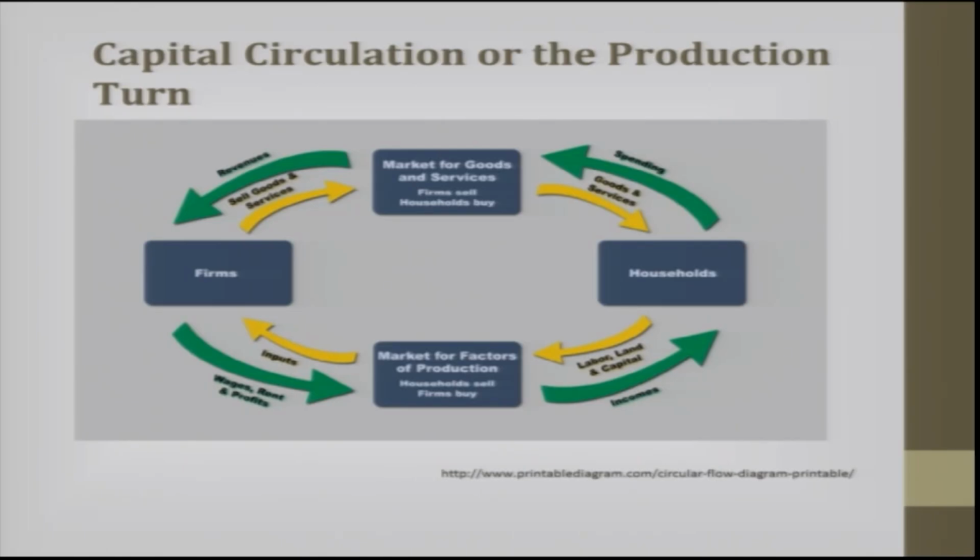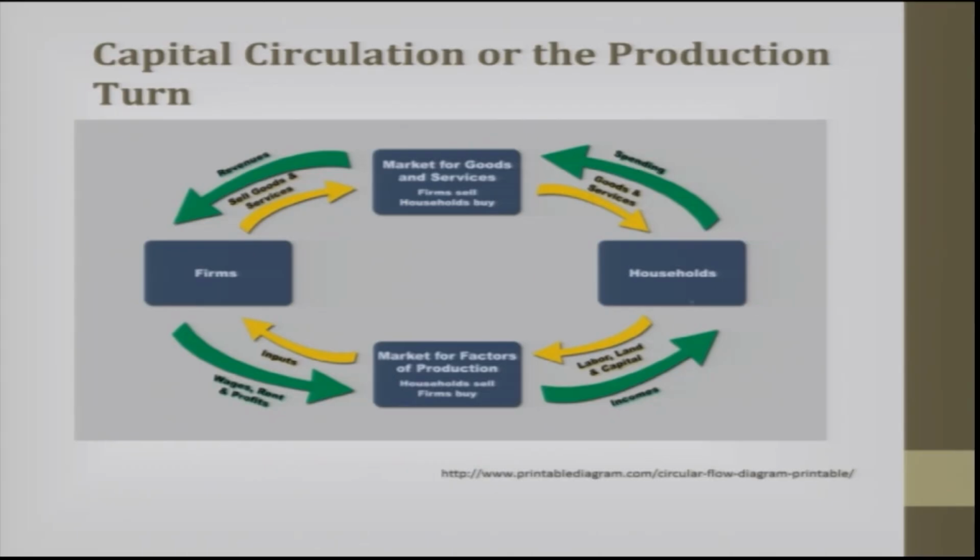Let us start from here, the firm. The firm sells goods and services, and what the company gets is the revenue. Goods and services are sold to the household, and this is the spending which comes back. Here, market for factors of production. In the factory you will have labor, land and capital which are invested, and whatever you get out is going to be income for the household. So from here you put all the inputs into the firm, and you get wages, rent and profit.